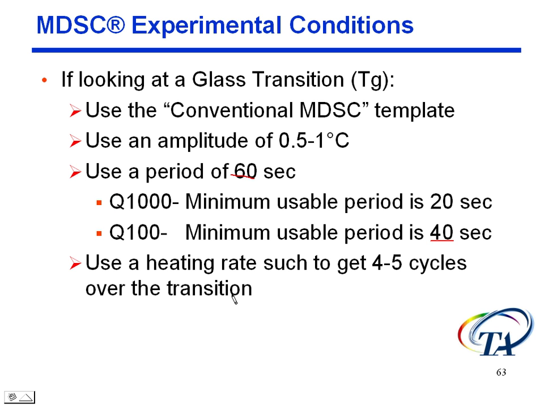So if you're doing a 60-second period and you find that 3 degrees gives you 4 to 5 cycles, what happens if you go to a 20-second period? Well, you can triple the heating rate, right? So instead of 3 degrees, you can maybe run 9 degrees a minute, maybe almost 10 degrees a minute.